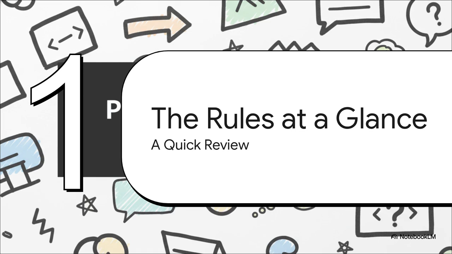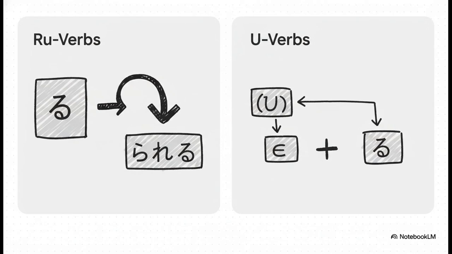Okay, so we've broken down the whole system. We've got our ru-verbs, our u-verbs, and those couple of irregulars. Let's just pull it all together for a quick review to really lock in these core patterns. This slide right here is basically the core of this entire explainer. This is what you need to remember. For ru-verbs, you just swap ru for rareru, and for u-verbs, you shift that final sound to the e row and then add ru. If you can commit these two patterns to memory, you've got it.